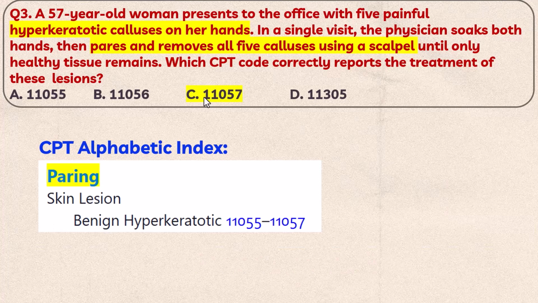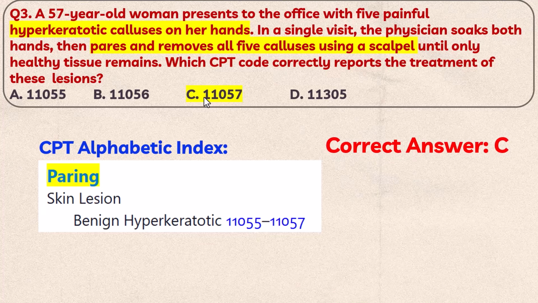So if you use the alphabetic index, directly go to the index of paring. Again, go to the subcategory of skin lesion. There you have to go to the subcategory of benign hyperkeratotic. It will lead you to the code series of 11,055 to 57. Again, go back to the tabular list and confirm the answer. Once you confirm, the correct answer will be answer C.